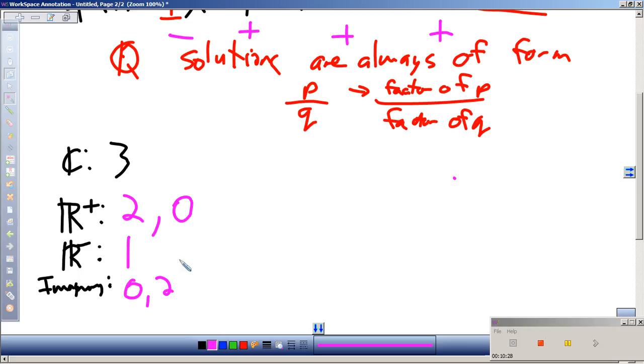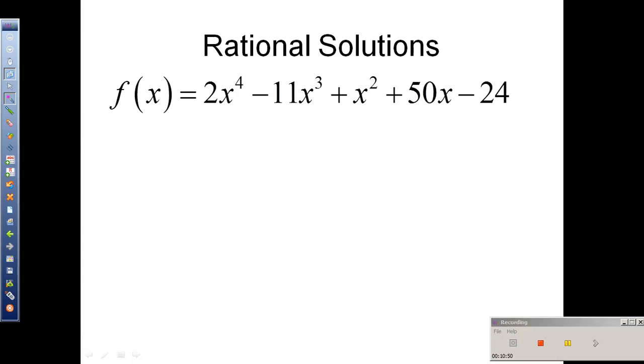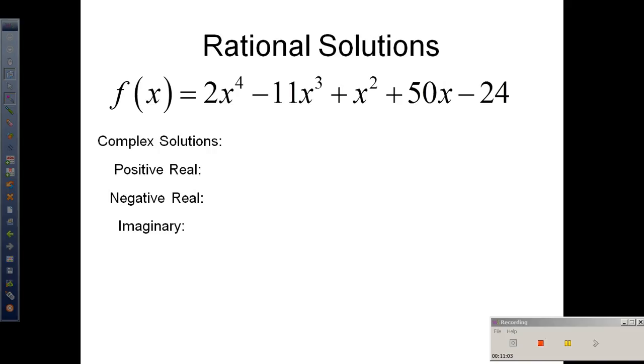So I want to do a PowerPoint that shows this a bit better, I think. That one. Okay, so there's the solution. So if we want the number of solutions, the complex solutions, positive real, negative real, and imaginary. So first, 4 complex solutions. Everybody see where that came from? Okay.